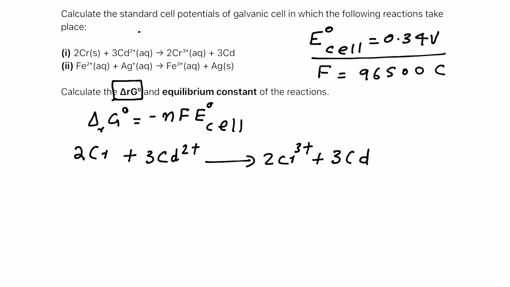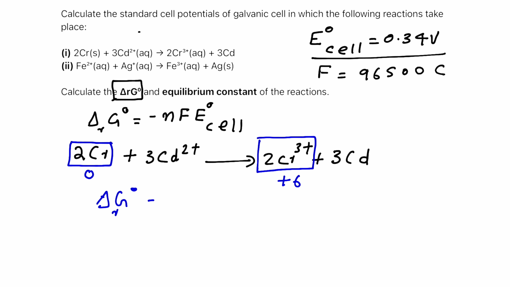For finding the n value, either you can choose chromium or you can choose cadmium. So I choose chromium. Chromium on the LHS, what is the charge? 0, right? No charge at all. But if you check the RHS, you can see 2 chromium ions are there and each chromium has 3+ charge. So what is the total charge? Plus 6, right? So how many electrons are involved? 6. Correct?